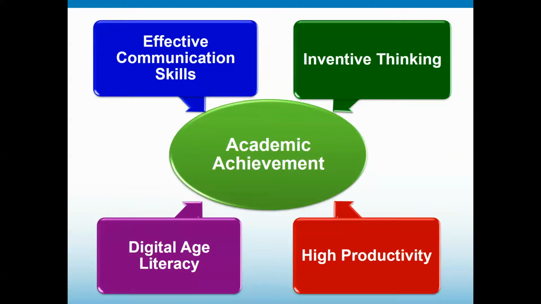So we all want our kids to achieve, and these are the 4 things that we need them to do. We need them to communicate, we need them to be inventive in their thinking, we need them to understand how to use technology, and we want them to be highly productive.